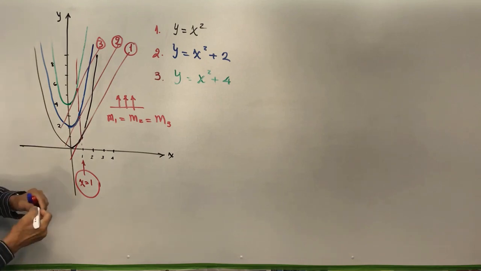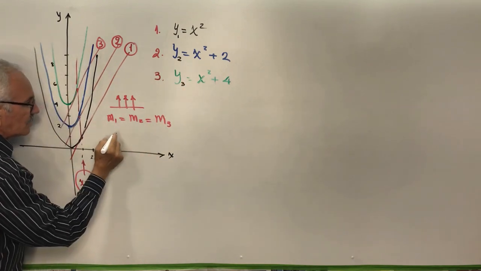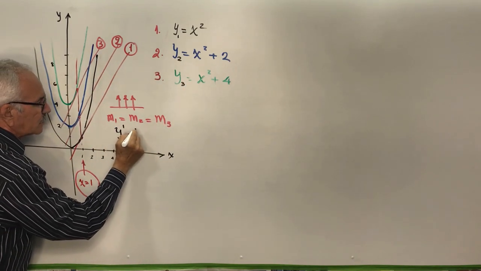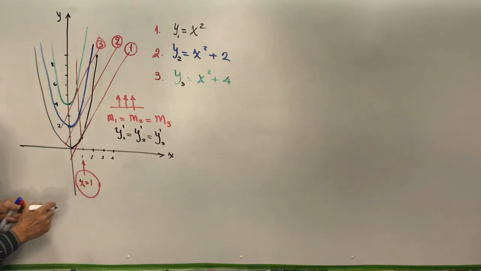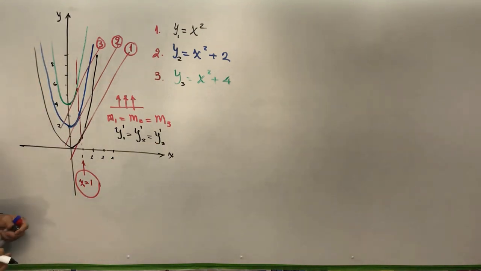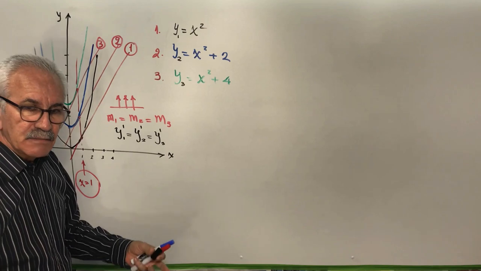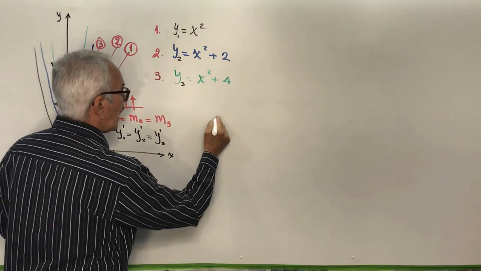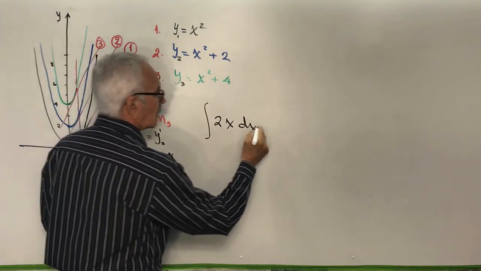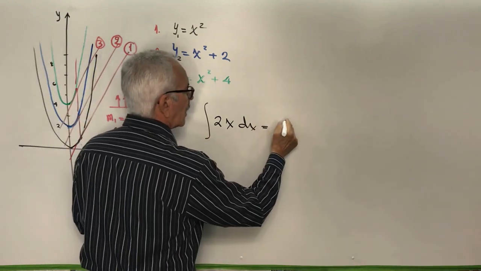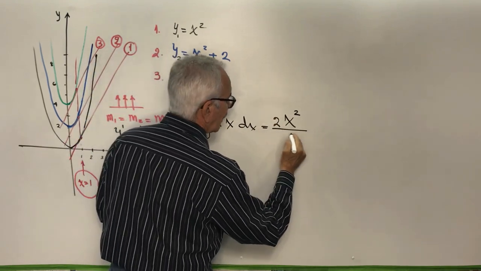The derivative, if we consider that this is y1, y2, and y3, the derivative of y1 is equal to the derivative of y2 is equal to the derivative of y3. So, in order to differentiate, in order to identify correctly, we need a constant. If we are integrating the function 2x dx, the solution will be x squared, 2 is a constant, goes outside, divided by 2.